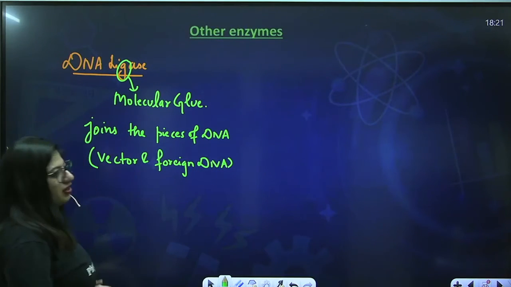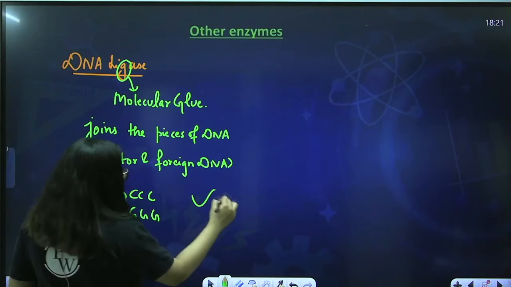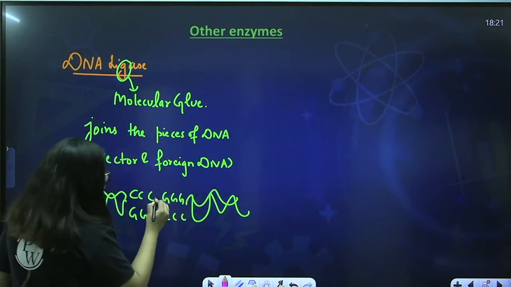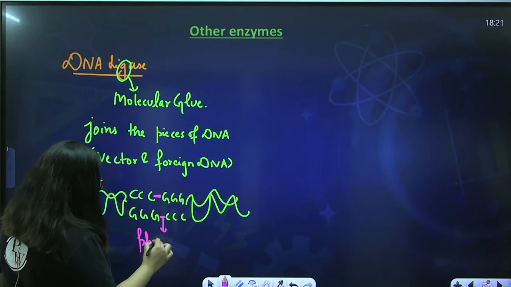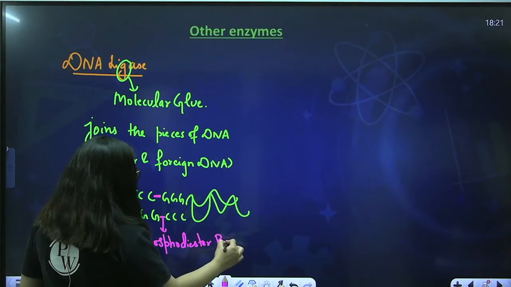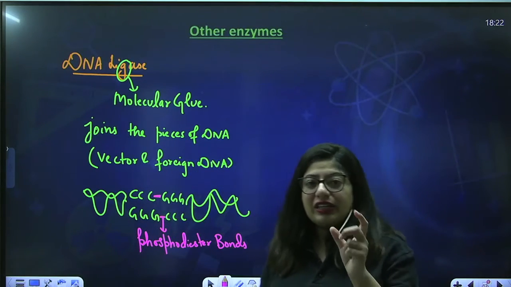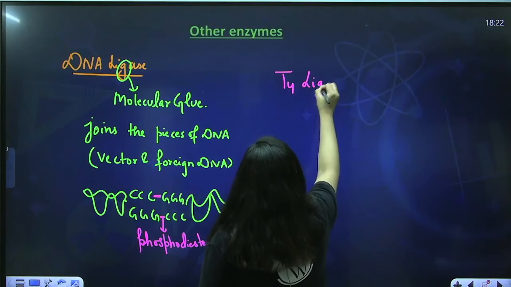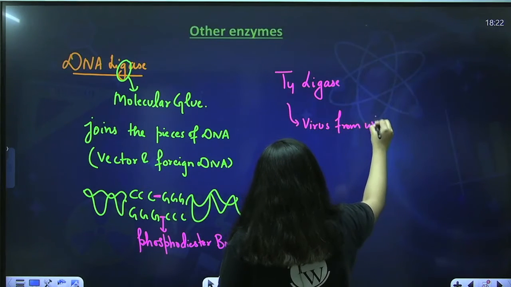If I want to join vector and foreign DNA, for example, CCC, GGG, this is one piece of DNA. This is another piece of DNA, GGG, CCC. Now I want to join them. So I will join them with the help of formation of bonds, and the name of the bonds is phosphodiester bond. So simple funda. These bonds are cut by restriction endonucleases, but they are joined by DNA ligases. The particular DNA ligase that we use here is T4 ligase. Why T4? T4 is the name of the virus from which it was discovered and isolated.